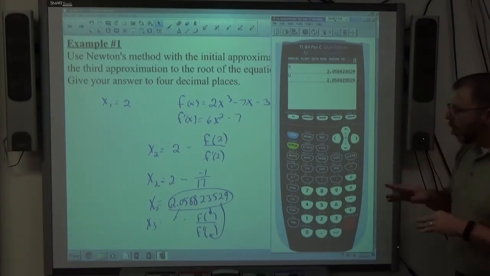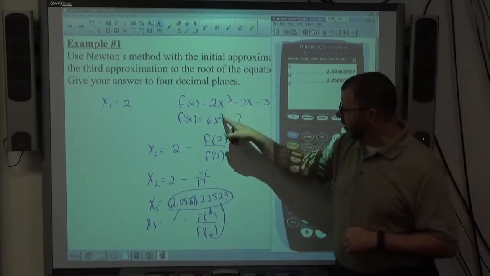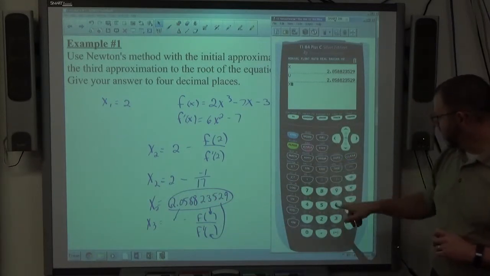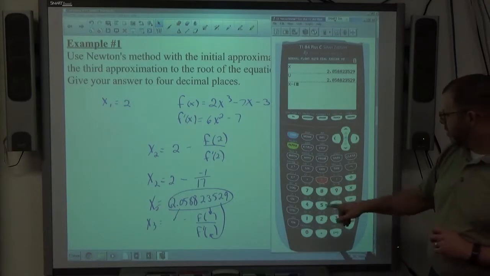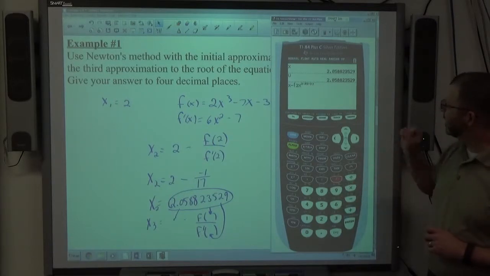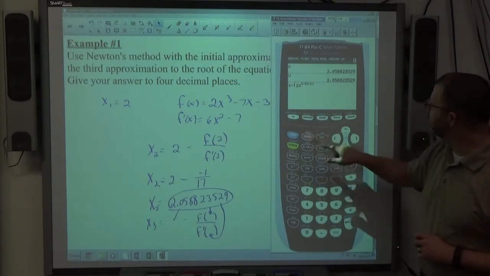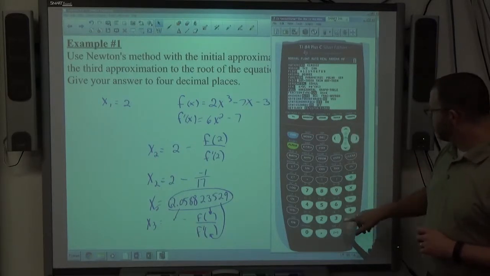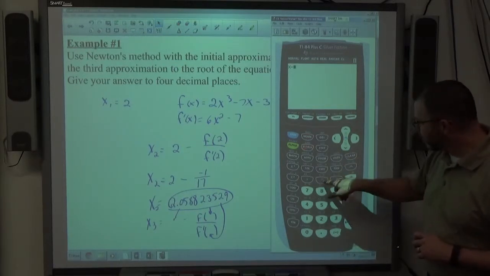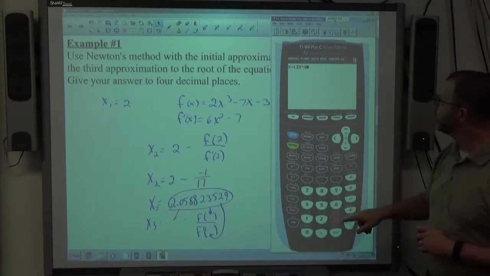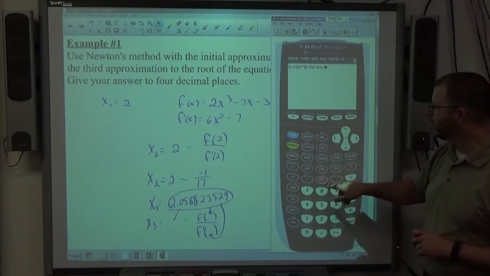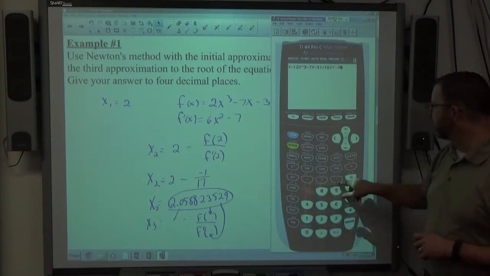All right, so what I want to do is I want to evaluate this function and this function for this number, right? So watch how I do this. I'm going to type in x minus parentheses 2x cubed minus 7x minus 3 in parentheses. Why did I go out of classic mode? I was trying to show algebra 2 something and I forgot to switch back. Let's try this again. X minus parentheses 2x cubed minus 7x minus 3 in parentheses divided by parentheses 6x squared minus 7 in parentheses. All right.